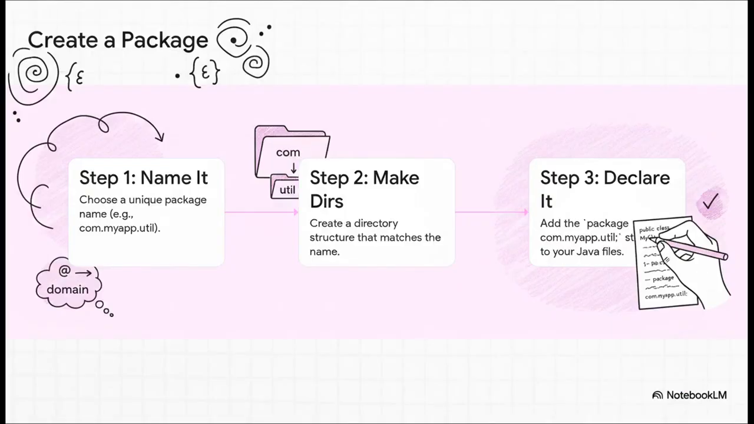Creating your own package is a really simple 3-step process. First, you pick a unique name. The convention is to use your organization's domain name, but backwards. Second, you create a folder structure that actually mirrors that name. So for com.myapp.util, you'd have a util folder inside a myapp folder inside a com folder. And finally, the most important step, you add the package statement to the very, very first line of your Java file. That's it. That one line officially makes that file part of that package.